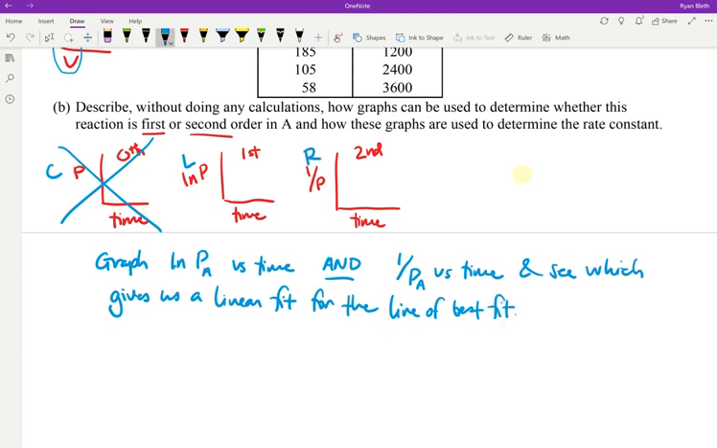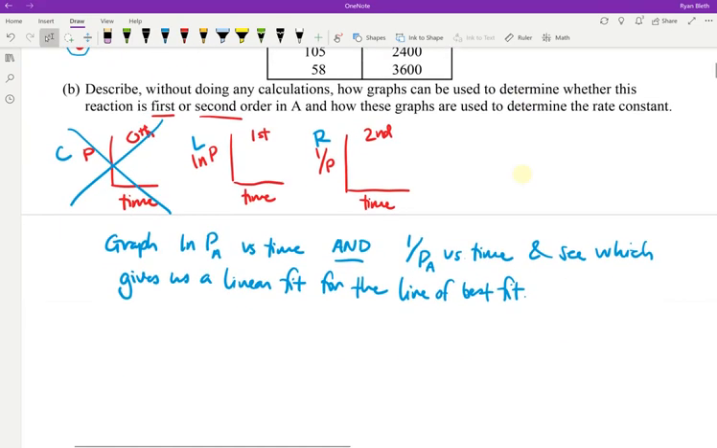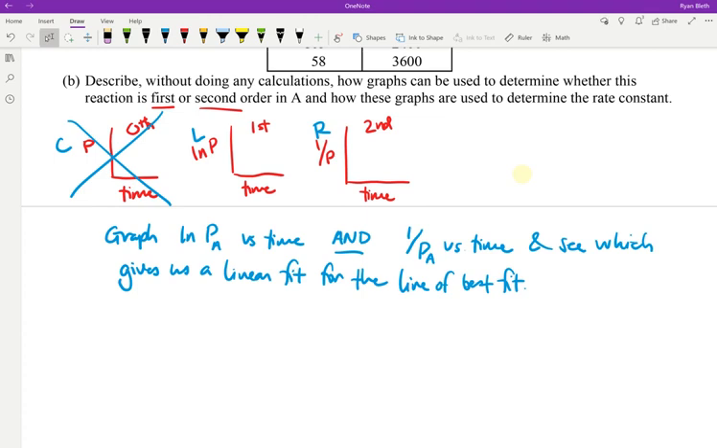So if you plot all these points on a graph, and we actually have a calculator or a spreadsheet, or even just our eyeball with a ruler or a straight edge, we draw in a line of best fit. Which one's linear? And the idea is that just one of those would actually be linear. The one that's linear is going to tell us whether it's first or second order. So if natural log of pressure versus time is linear, then we would say that the reaction is first order with respect to A.